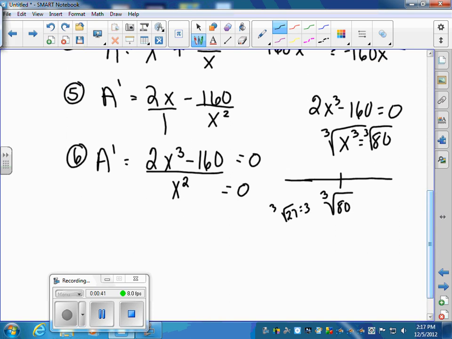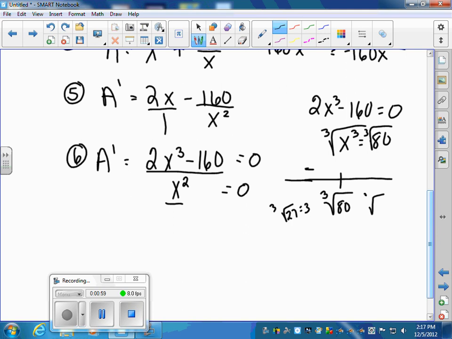If I put 3 into the bottom, I'm going to get a positive. If I put 3 into the top, I get 3 cubed is 27, times 2 would be 54, minus 160. It's going to be a negative. So I have a negative divided by a positive. That's negative.